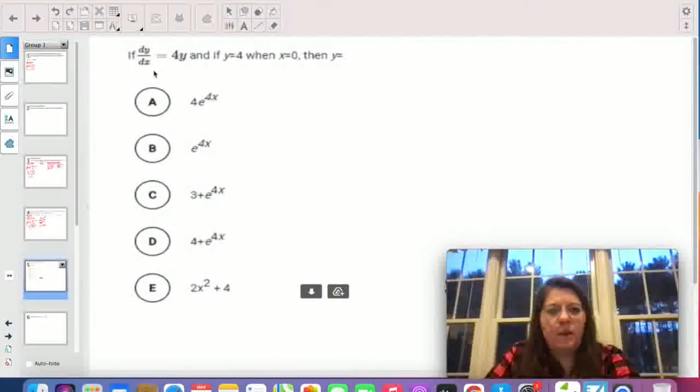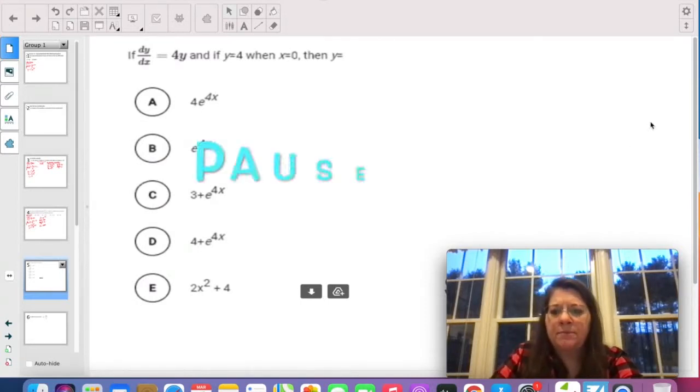In this one, it says dy over dx equals 4y, and if y equals 4 when x equals 0, then y equals... I'm going to go ahead and let you do this one on your own. See if you can get the correct answer, and then I'll share that with you in just a minute.